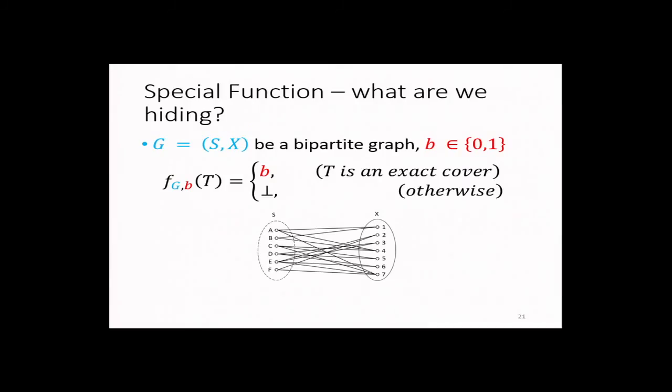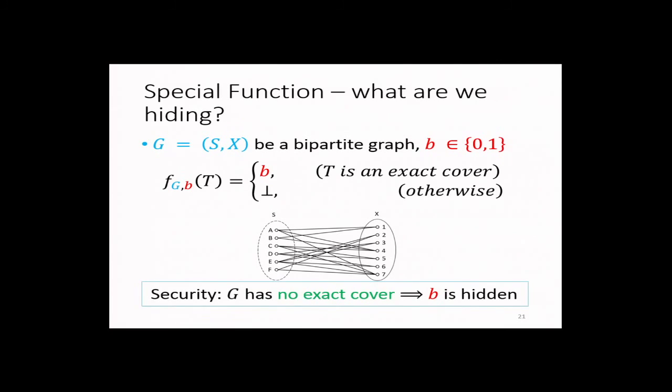So before we obfuscate this function, what does it mean to obfuscate this function or a program? Well, if you give me an exact cover and I've given you an obfuscation of this program, then you should be able to recover the bit B. That's functionality. But if you don't know the exact cover, then you shouldn't be able to recover bit B. Simple as that. It turns out to be rather tricky, but for the talk, I'm going to relax the security requirement and argue a weaker security property, which says that as long as there's no exact cover in this graph, the bit B should remain hidden.